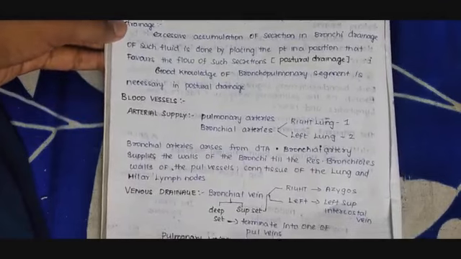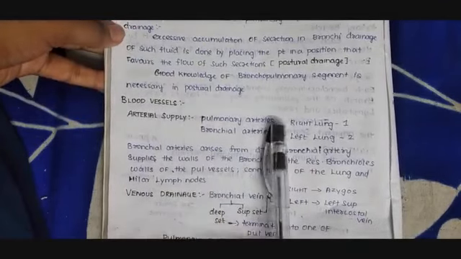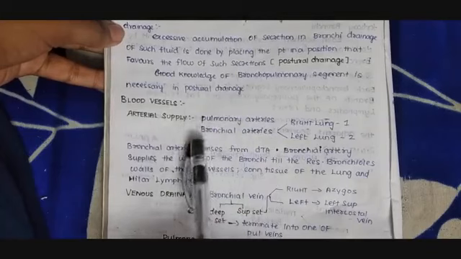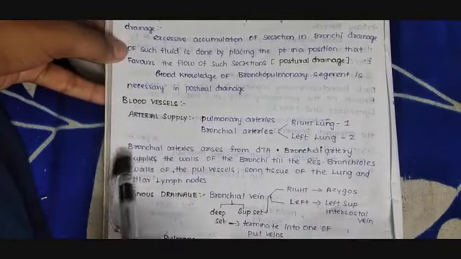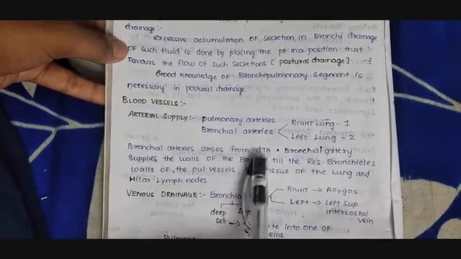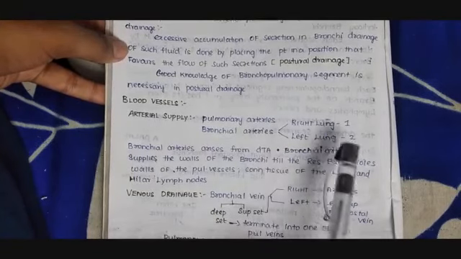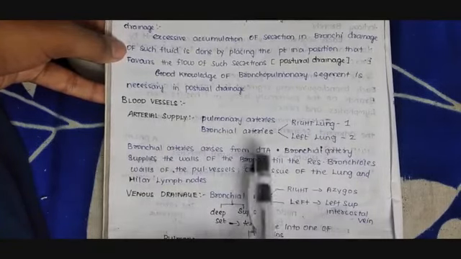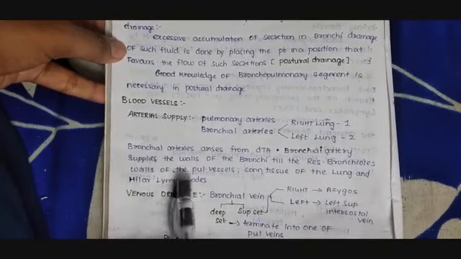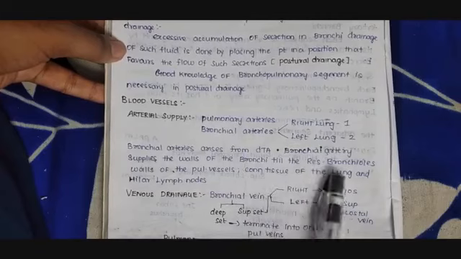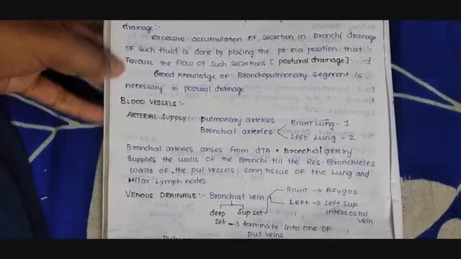Now let us discuss the arterial supply. So, pulmonary artery and bronchial artery. The bronchial arteries are two on the left lung and one on the right lung. This bronchial artery arises from the descending thoracic aorta and supplies the wall of the bronchi till the respiratory bronchiole, the wall of the pulmonary vessels, the connective tissue of the lung and the hilar lymph nodes.